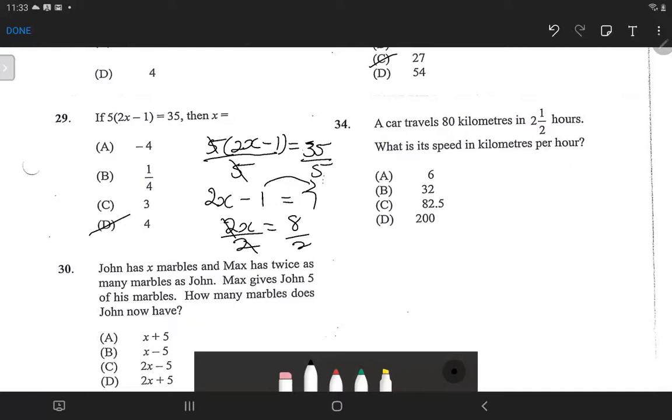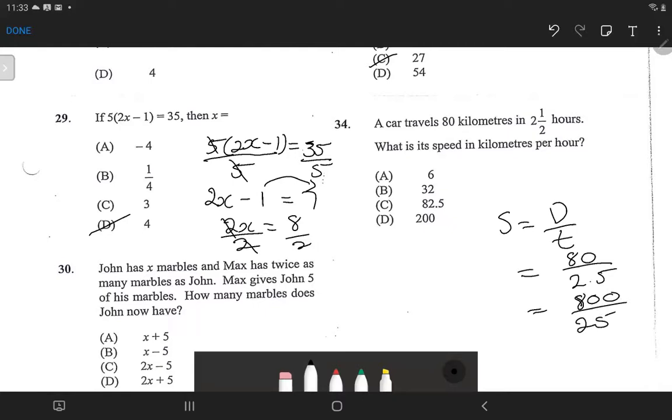A car travels 80 kilometers in 2.5 hours. What is its average speed? So remember, speed is equal to distance over time. So this is equal to 80 divided by 2.5. This is the same as 800 divided by 25.